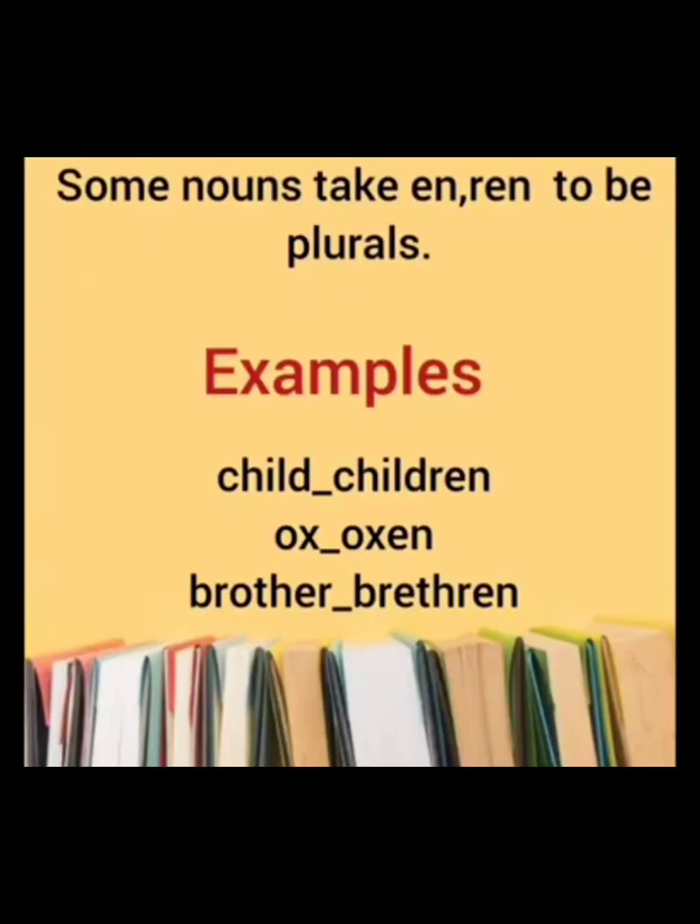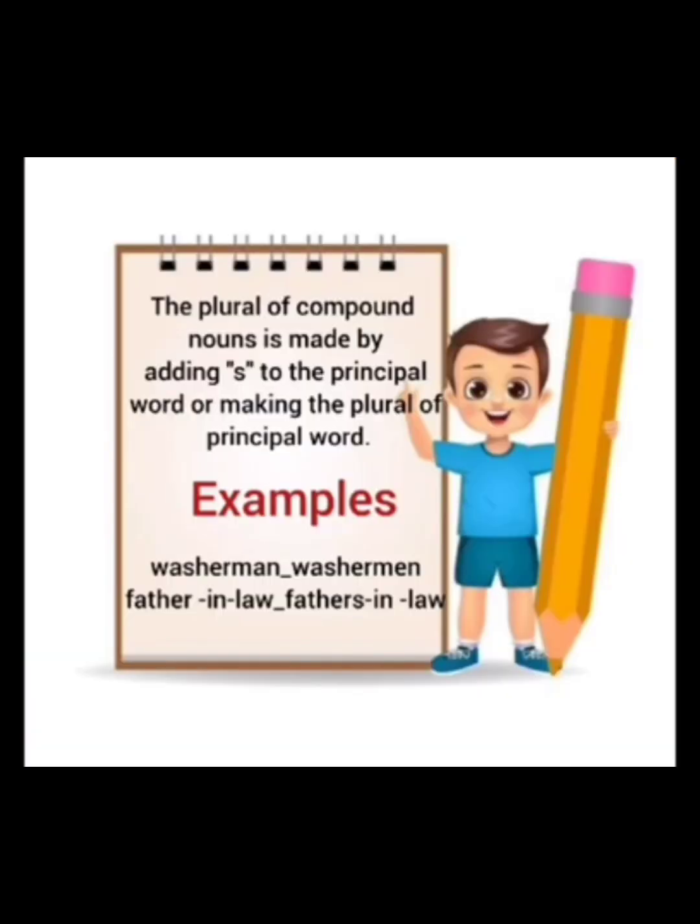Some nouns take EN or REN to make them plurals. For example, child. We will simply add REN and the plural will be children. Ox, oxen. Brother, brethren. Then the plural of compound nouns is made by adding S to the principal word, or making the plural of the principal word. For example, washerman, washermen. Father-in-law, fathers-in-law.